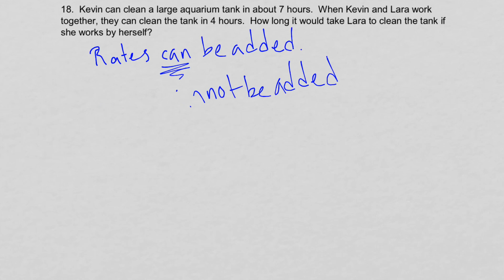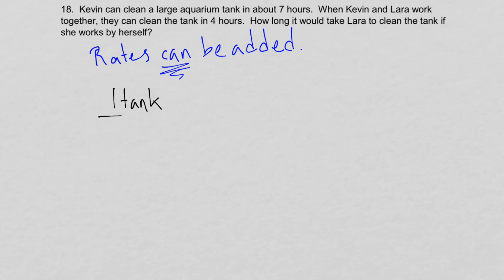So here's what I mean by that. How fast can Kevin work? He can clean 1 tank. How long does it take him to clean 1 tank? In 7 hours. That is his rate. 1 tank per 7 hours, or you can think of it as 1/7 of a tank per hour. Plus 1/7, plus 1/7, plus 1/7, so it'll take him a total of 7 hours to finish it. That's Kevin.